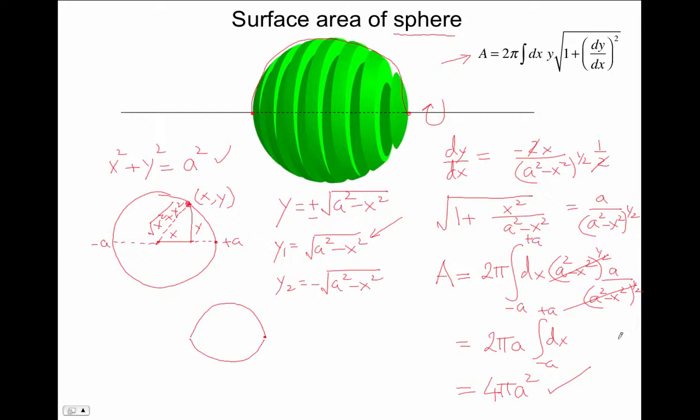Just one point that you need to remember. You could have taken the lower curve and rotated it through 2 pi. You would have gotten exactly the same answer. But you cannot take the whole circle and rotate it through 2 pi, because then you would get the sphere twice over.